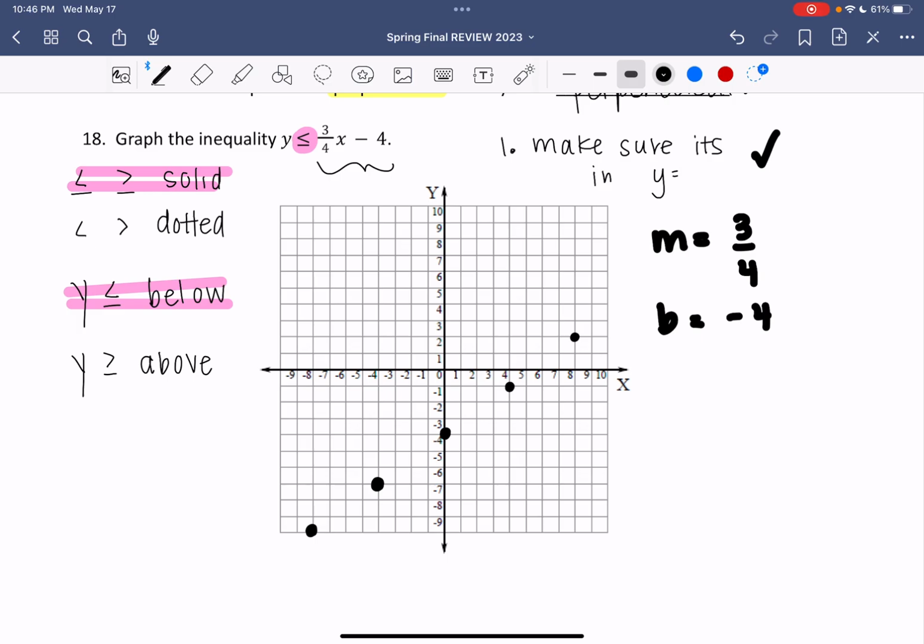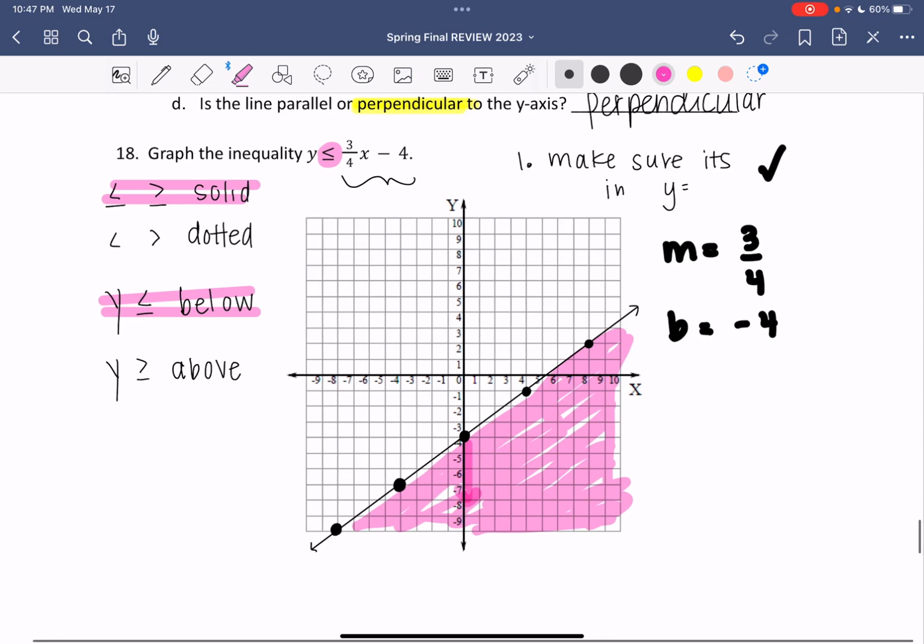All right, so because this is a solid line, my inequality tells me so, I'm going to draw a line through those points. And then because I shade below, I'm going to shade the side that is underneath the y-intercept. So I go to the y-intercept and then shade the side below it. All right, so there's our answer for that one.